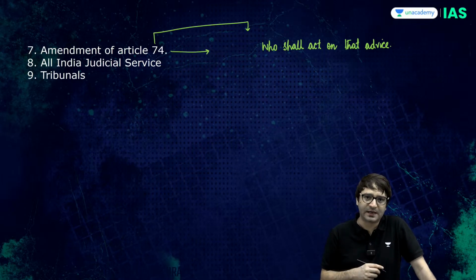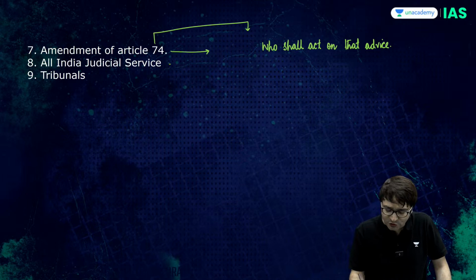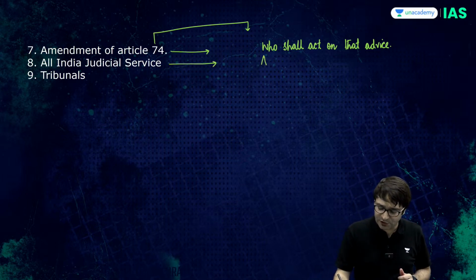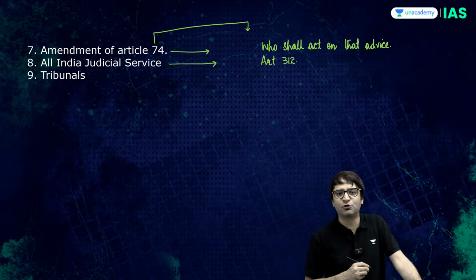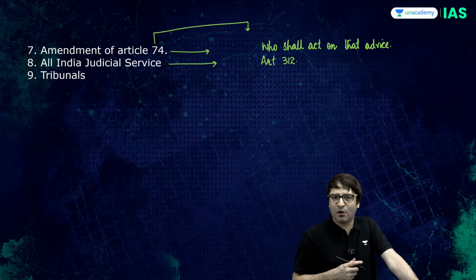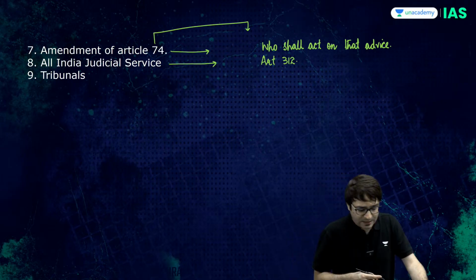That was done by the 42nd Amendment. All India Judicial Service was created, which means Article 312. When Rajya Sabha passed a resolution by 2/3 of the members present and voting, then Parliament enacted a law, amended the Constitution, basically provided for All India Judicial Service.